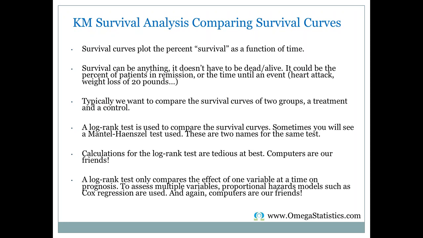The log rank test only compares the effect of one variable at a time on prognosis. So if you want to assess multiple variables, like say you don't want to just look at whether a person had an event or not, but you also want to see if age mattered, maybe gender mattered, other variables, which we call covariates in this case, then you're going to use Cox regression. And again, computers are our friends.